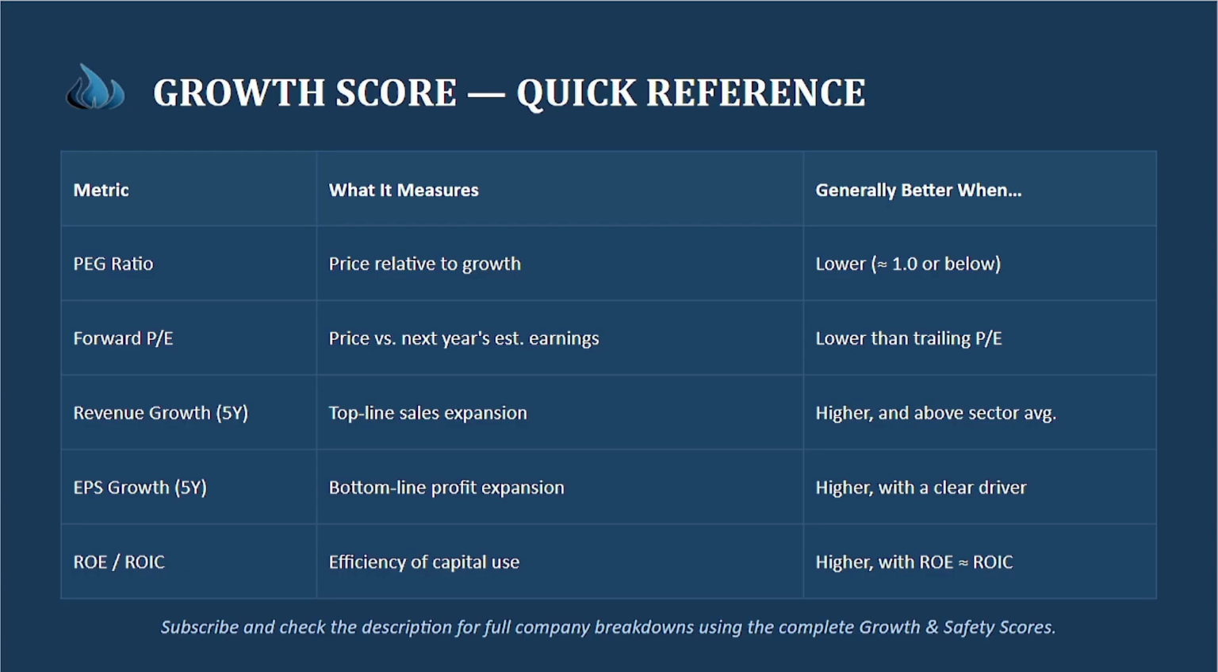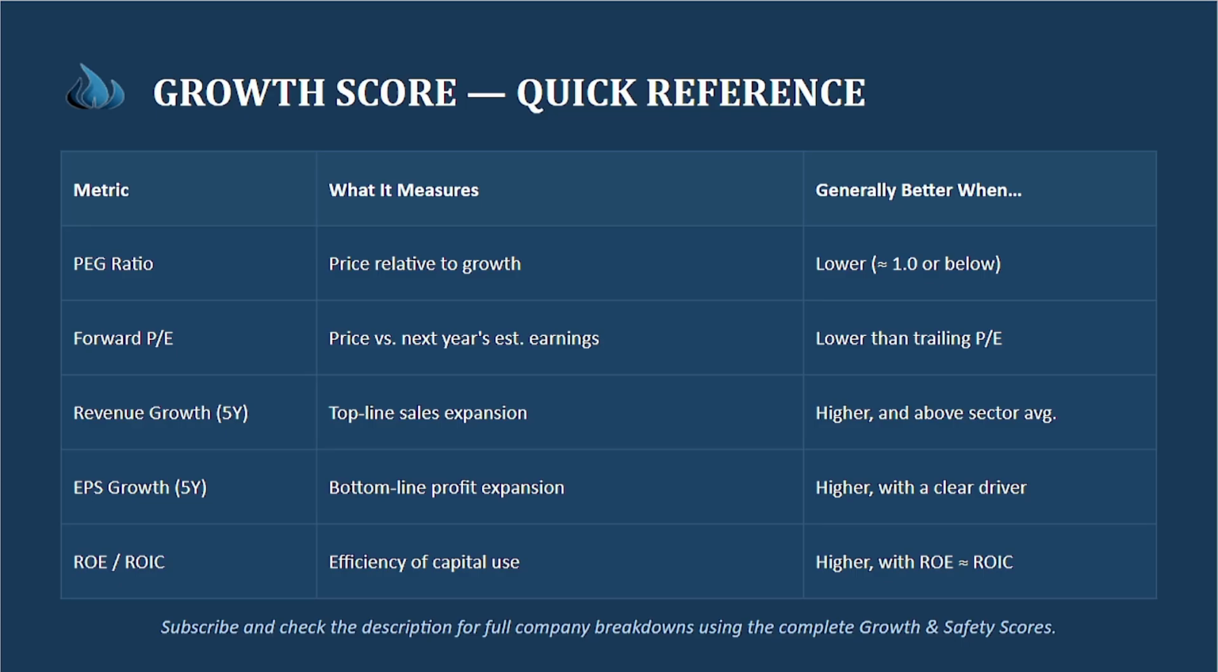So let's just summarize real quick. The PEG ratio, what that measures is the price of that company relative to its expected growth. The general rule of thumb is the lower the better. 1 and under is very, very nice to see. The forward PE, what that does is it looks at the price versus next year's estimated earnings. Again, that's just an estimate. We like when that is lower than the trailing PE. That means that we're buying it today at a discount relative to what the earnings should be next year.